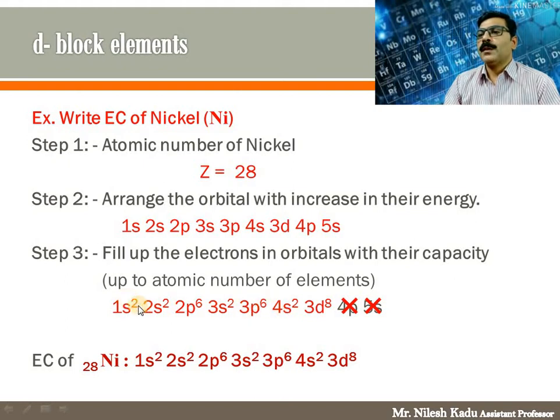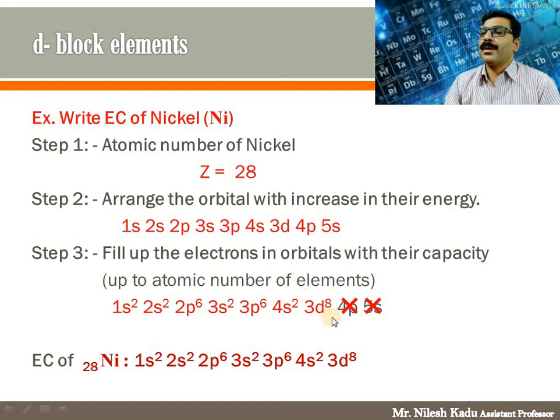1s contains 2, 2s contains 2, that is 4, then 2p contains 6, that is 10, then 3s contains 2, that is 12, 3p contains 6, that is 18, 4s contains 2, that is 20. Means up to the 4s orbital you have to fill 20 electrons, and the atomic number of nickel is 28, so 8 electrons are remaining, and they are present in the 3d orbital. Means 8 electrons are filled in the 3d orbital.